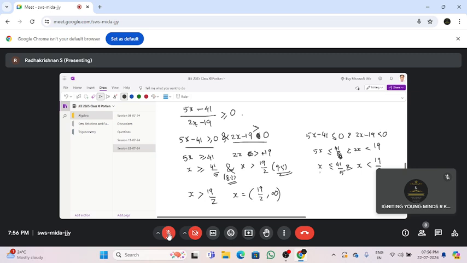So here x should be less than or equal to 41 by 5 and x should be less than 19 by 2. So the other way, x has to be less than the smaller one. That means x less than or equal to 41 by 5. Or the range here is minus infinity to 41 by 5.